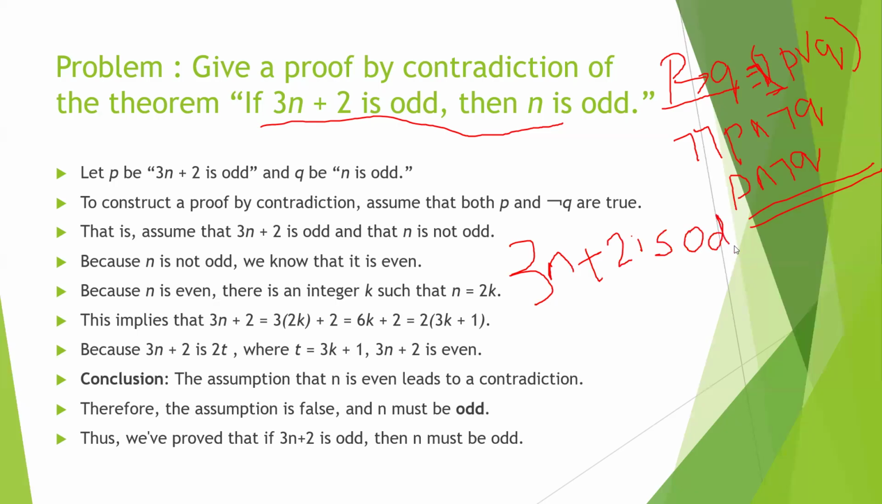And then negation of Q. Negation of Q means n is not odd, so n is even. P is 3n plus 2 is odd, and negation of Q means n is even. Okay. Because n is not odd, we know that it is even.